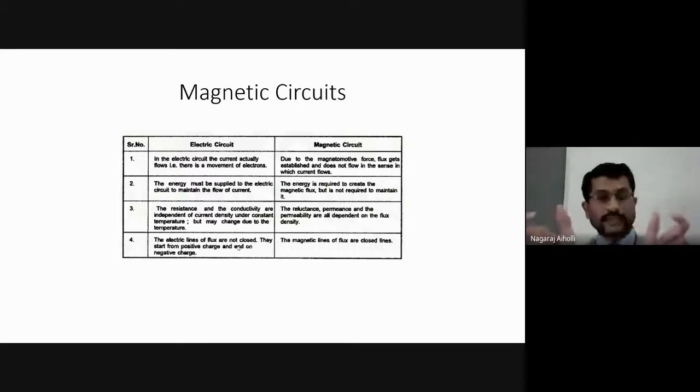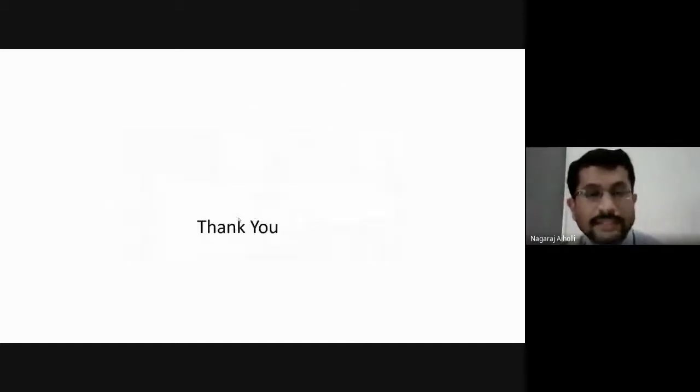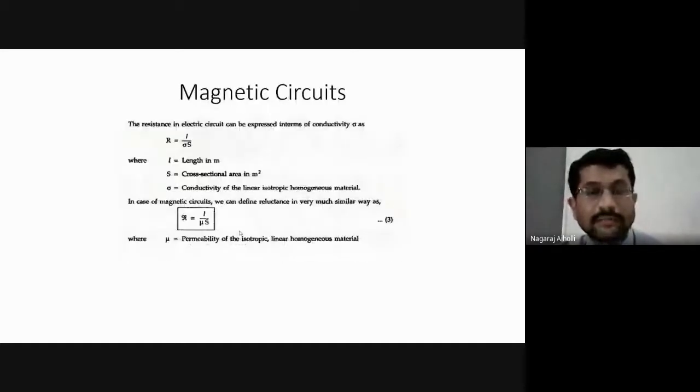But if you consider the poles, the magnetic poles do not exist independently. They are together, north and south. So we have flux lines from north to south, and the flux also returns from south back to north pole. So it is a complete closed path from north to south and south to north in the case of magnetic circuits. So these are a few of the comparisons between the electric circuit and the magnetic circuits.